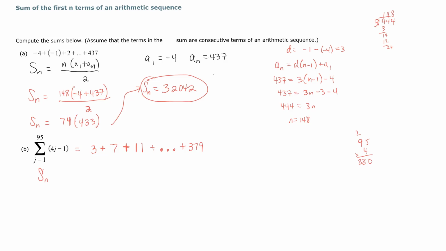Capital S sub n is equal to, well, in this case, I just realized I made a mistake. Go back to the previous example here. You want to write S sub 148. I apologize there. Made a notational error. Let's go back and fix that. The first example, I want to write S sub 148. Okay, back to example B.